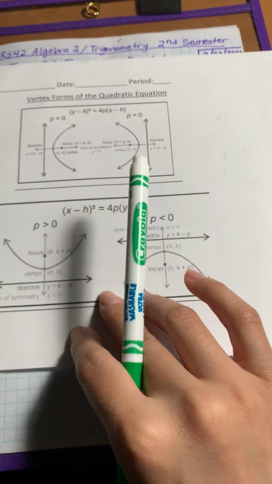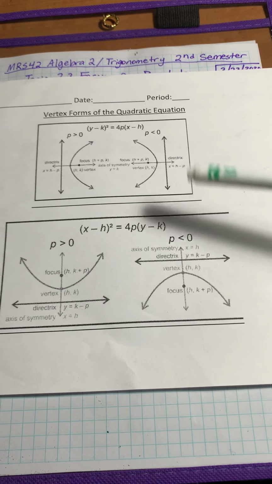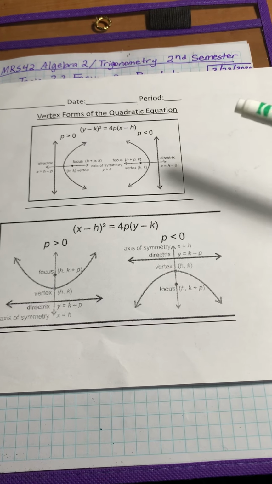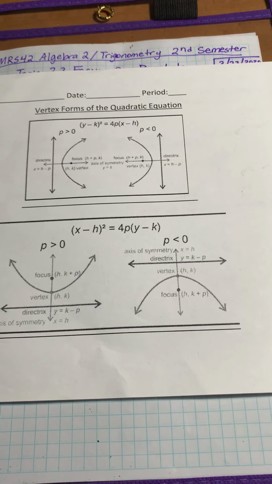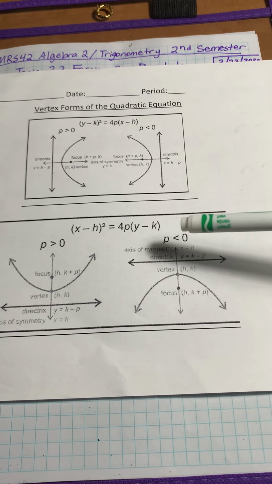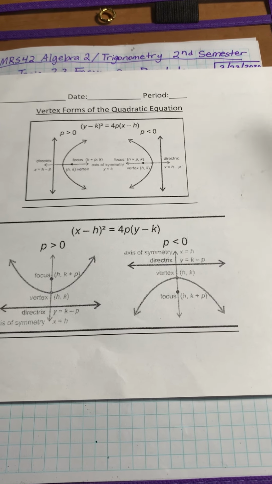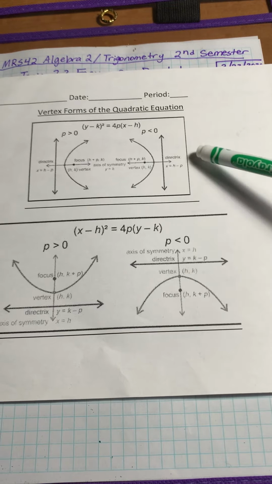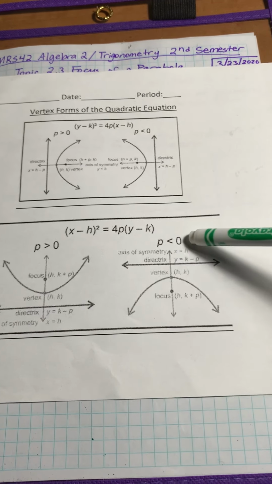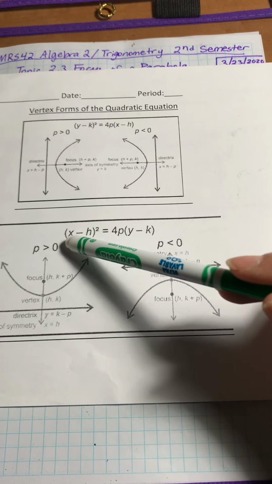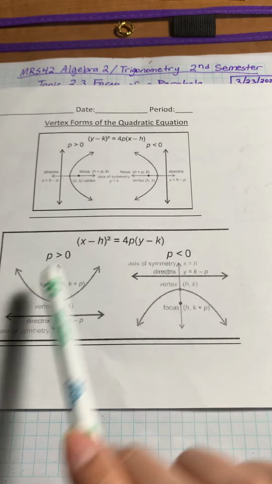And by the vertex form, we're talking about these two forms right over here. We have this one: y minus k squared is equal to 4p times x minus h. And then we have this other one: x minus h squared is equal to 4p times y minus k. The difference between these two is that one has y squared isolated, and the other has x squared isolated. And here are the possible graphs we can get.